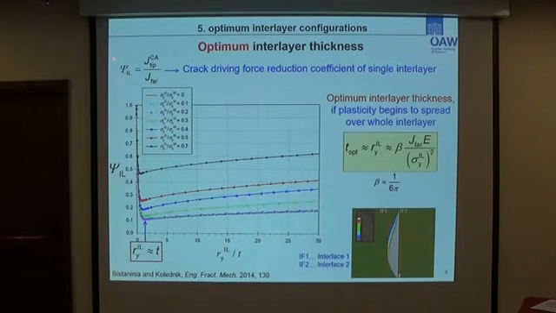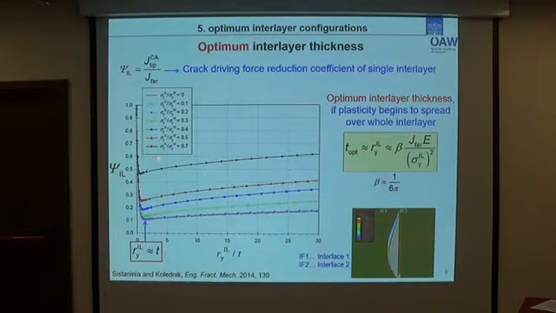First of all, I have to mention that in order to quantify the influence of soft interlayer, we define a new parameter which is called psi interlayer. In fact, it is the ratio of J-tip CA to J4. And this parameter shows the reduction of crack driving force due to a single soft interlayer. In this figure, you can see psi interlayer is plotted versus a dimensionless loading parameter. In fact, it's the size of the plastic zone inside the interlayer to the interlayer thickness, for different yield stress ratios.